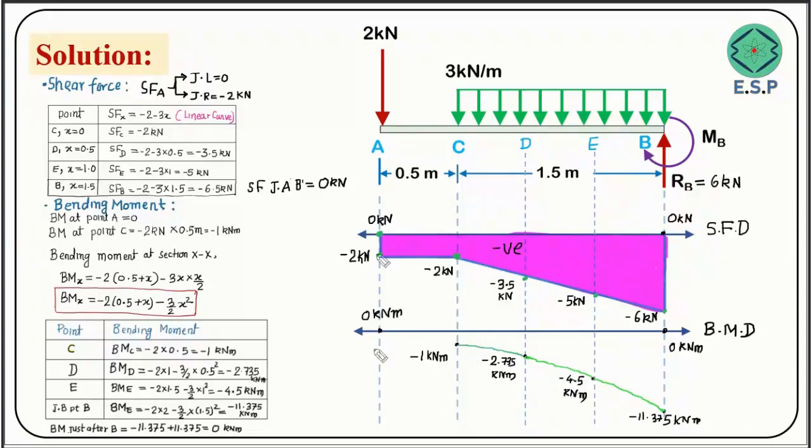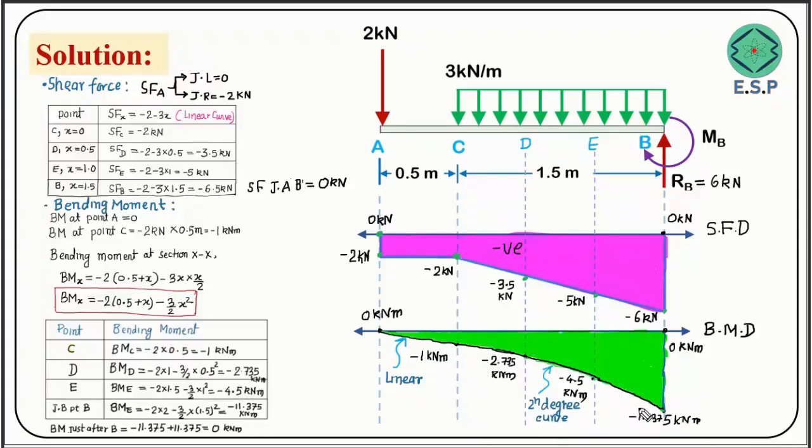From here to here, it is going to be a straight line, because it was 0 here and then it became minus 1. It's a straight line variation, an inclined line. So this is a second degree curve and this is a straight line. This diagram represents the variation of bending moments. Point A to point C, the bending moment is a straight line, so I have written linear over here. Point C to point B is a second degree curve.